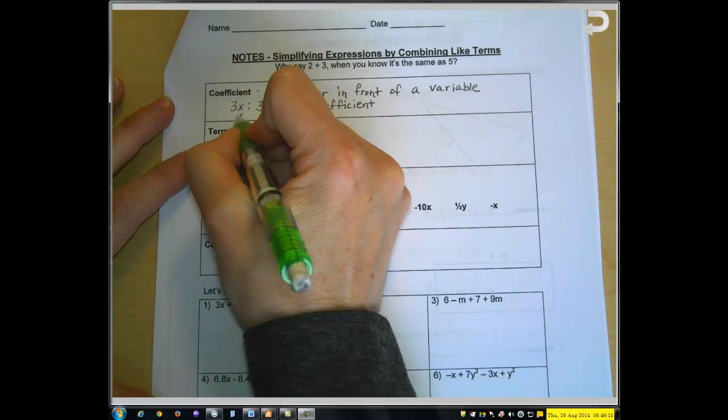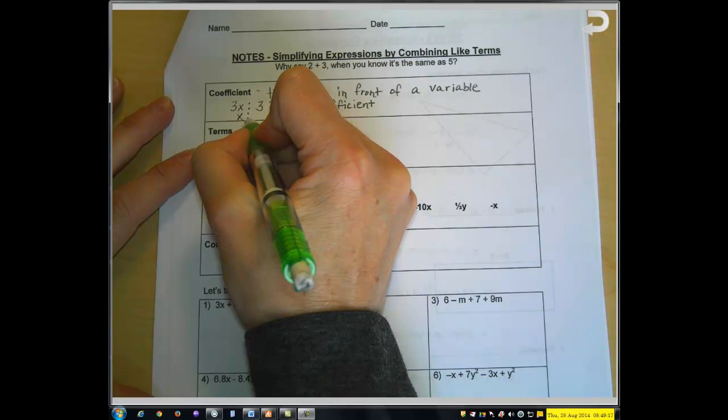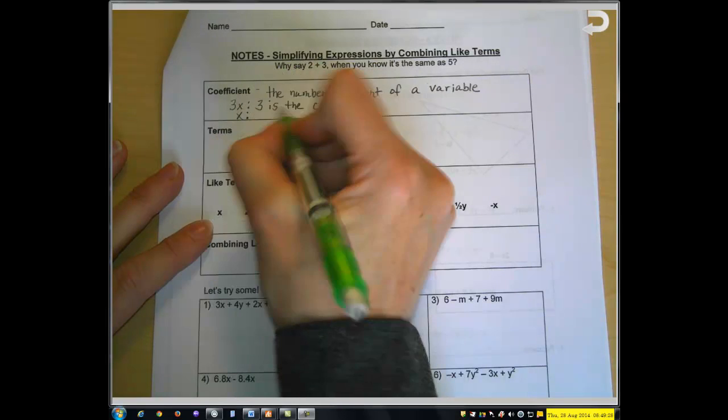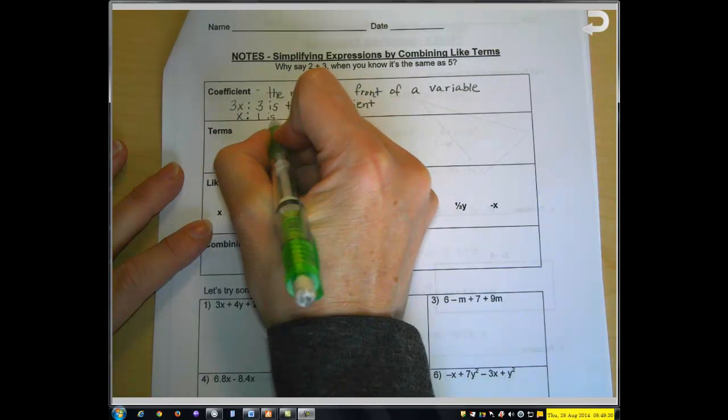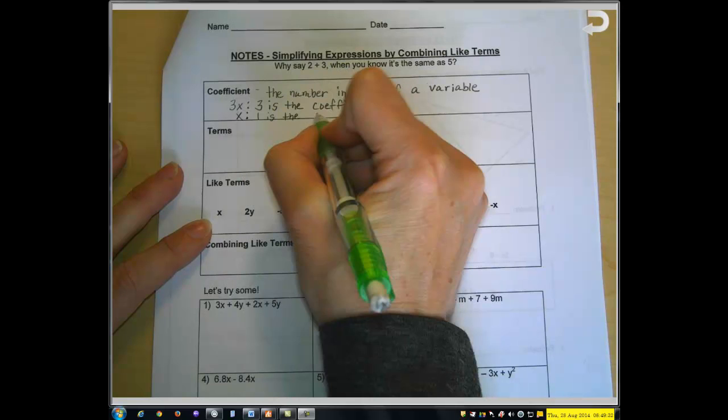If we have x, we don't see the number 1 in front of the x, but 1 times x is the same as x. So for x, we would say that 1 is the coefficient.